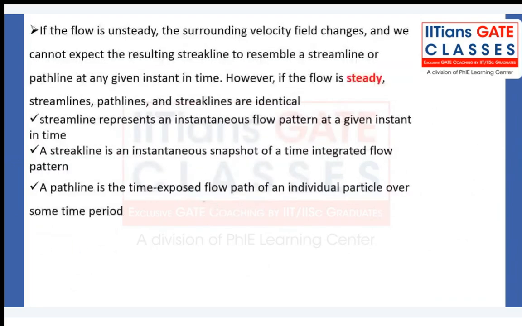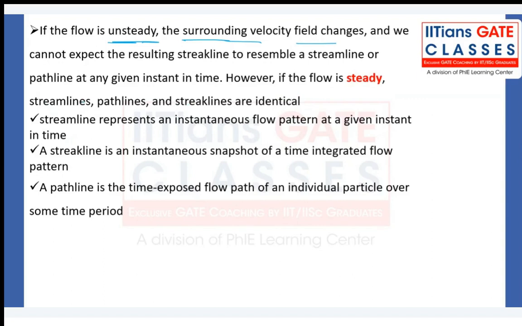So note a few points regarding the path line, streamline, and streak line. If the flow is unsteady, the surrounding fluid velocity field will change. Why will it change? Either magnitude or direction. It will change, and we cannot expect the resulting streak line to resemble a streamline or a path line at any given instant of time. However, if the flow is steady, all the three lines we have studied, streamline, path line, and streak line, will be the same.